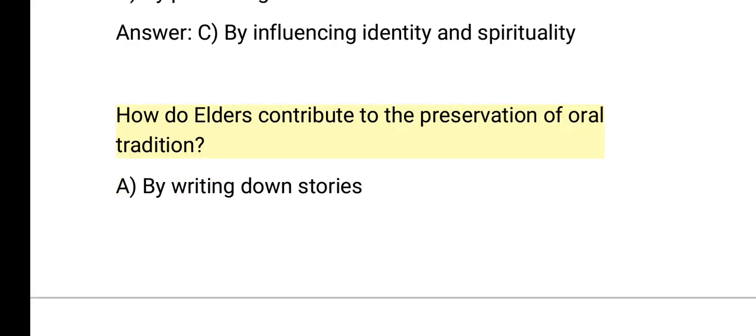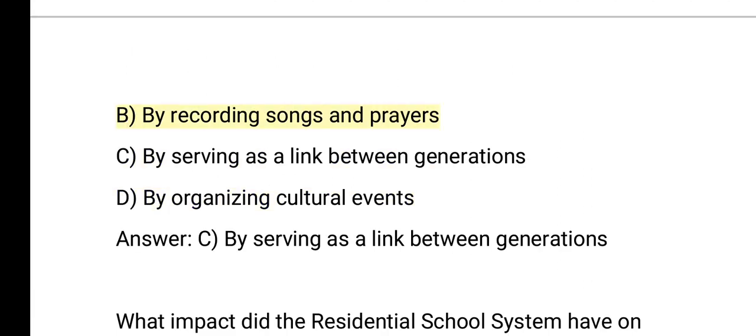How do elders contribute to the preservation of oral tradition? A. By writing down stories. B. By recording songs and prayers. C. By serving as a link between generations. D. By organizing cultural events. Answer. C. By serving as a link between generations.